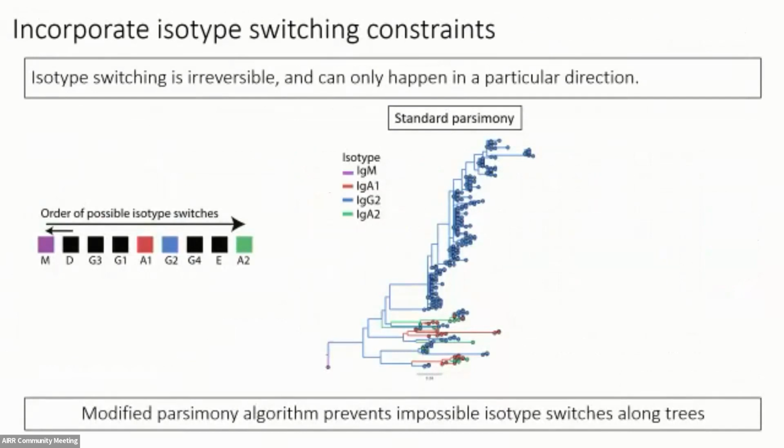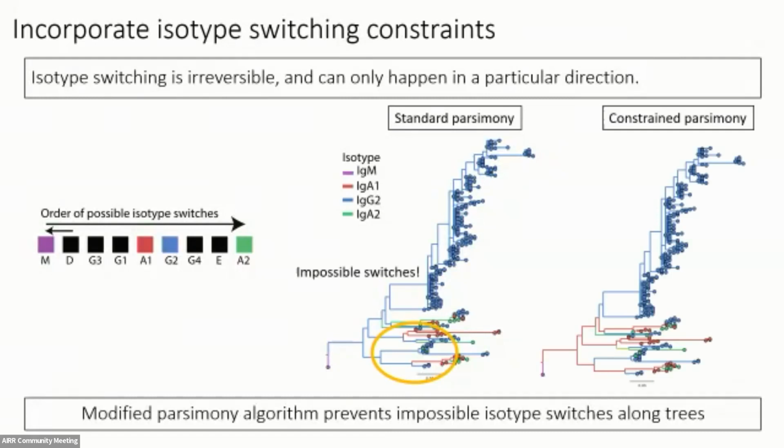Another application is in understanding isotype switching. So isotype switching poses an interesting challenge because isotype switching can only occur in a particular direction. So in humans, it can only occur in the direction shown on this slide. However, if you label your tree tips by isotype and then perform standard parsimony reconstruction, you'll frequently get impossible switches within the tree. So this circle shows switching events from G2 to A1. And biologically, those can't happen.